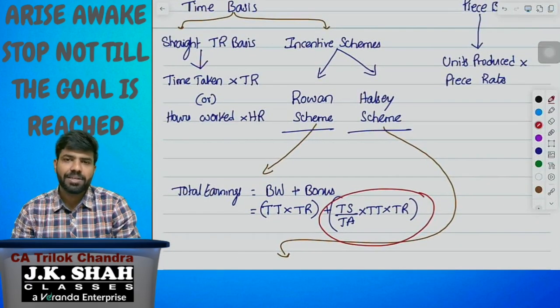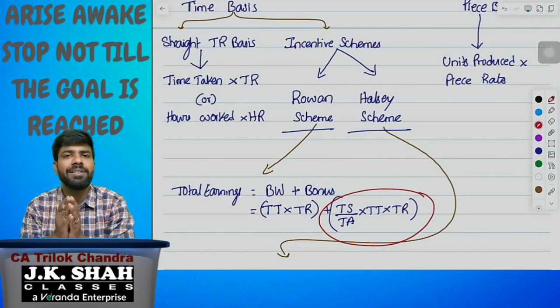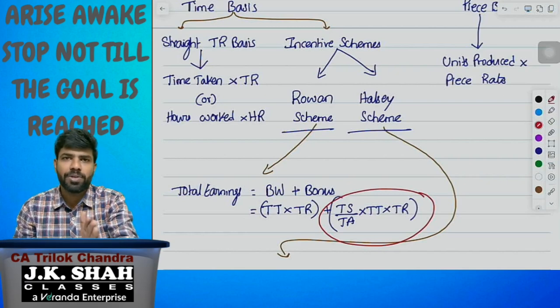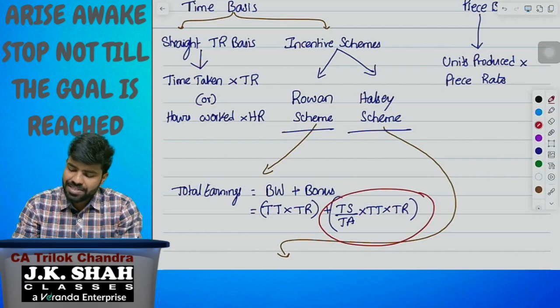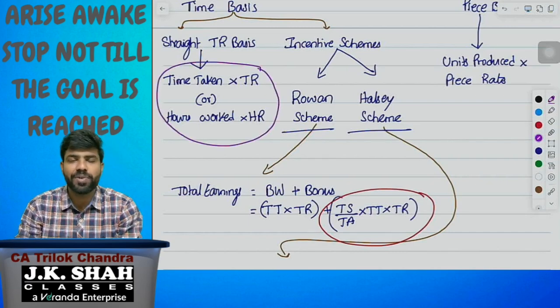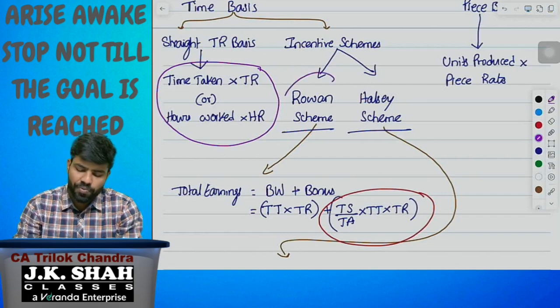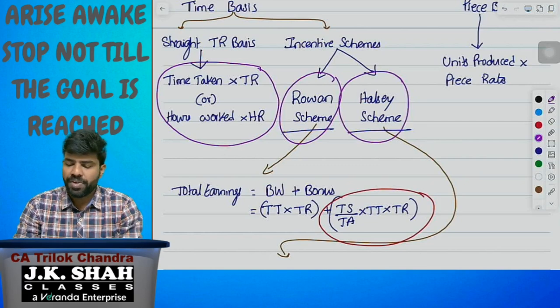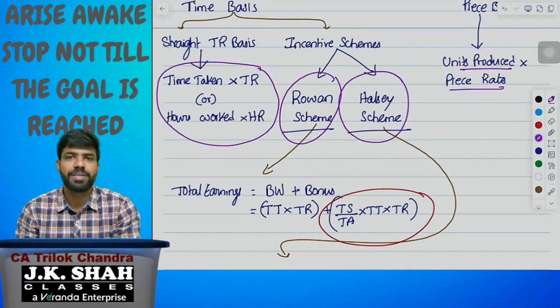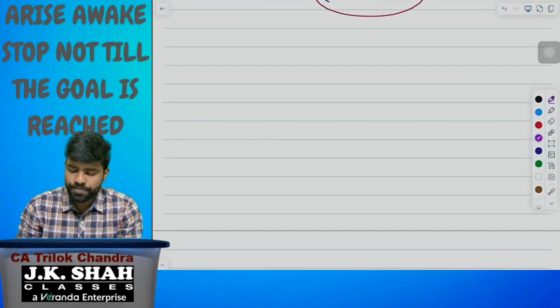These are the formulas and these are the different bases to calculate the wages. Many questions have been given based on this concept, but what you need to remember is these formulas. If it is straight time basis, time taken into time rate or hours worked into hourly rate, either of the formulas can be used. Both are same. When it comes to incentive schemes, two formulas, Rowan, Halsey. When it comes to piece basis, production basis, units produced into piece rate. Clear?